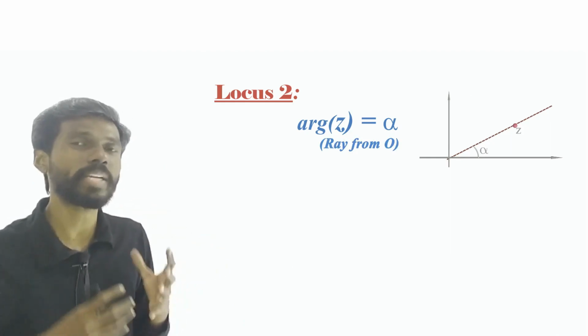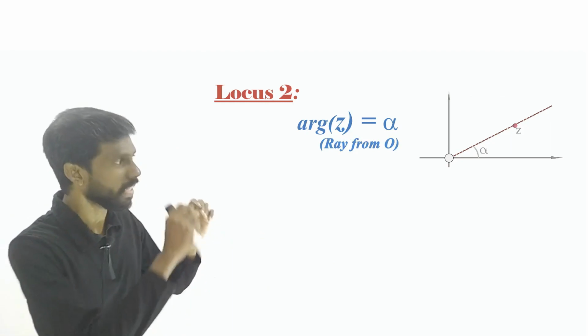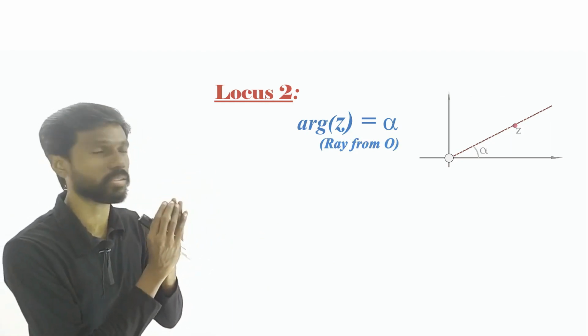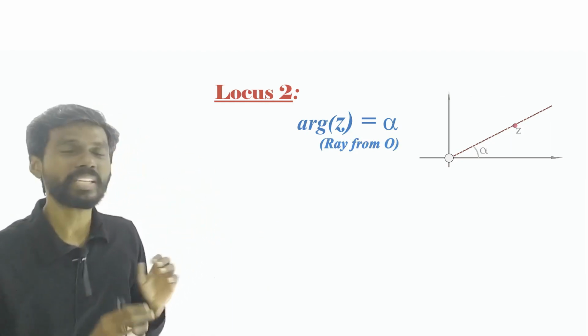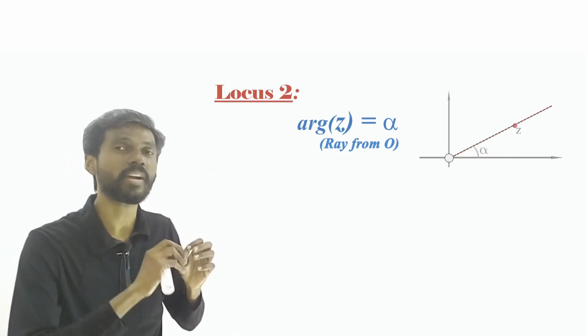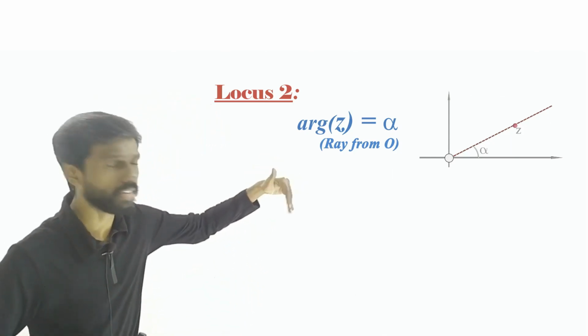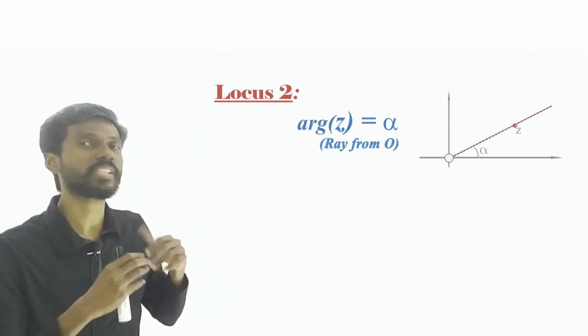What is the argument of 0? It is not defined, right? You should not include the origin in that locus. So it starts from the origin but does not include the origin, right? Open at the origin. So it is just a ray. Argument of z equal to alpha is a ray or a part of a straight line. One side it goes to infinity, the other side is bounded, right? So this is a ray.